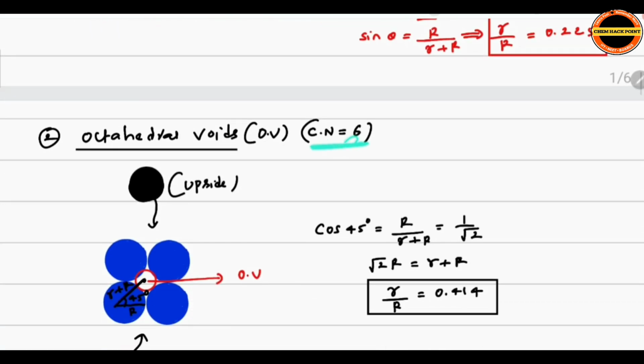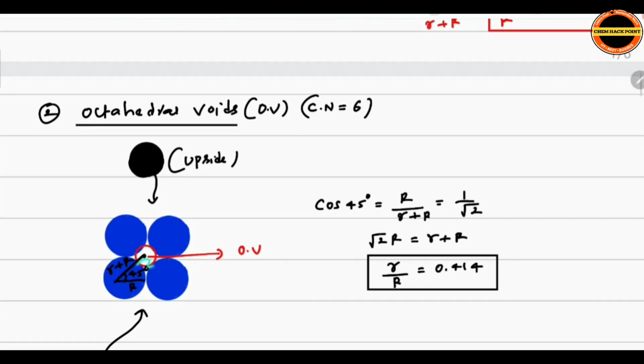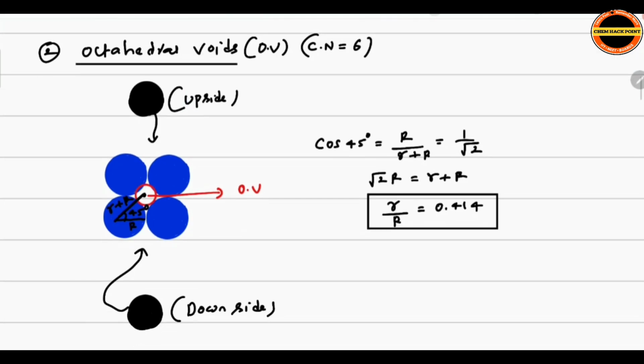Octahedral voids have coordination number 6, tetrahedral voids have coordination number 4. Why? Because the void is surrounded by 4 atoms. That's why coordination number 4. Here the void is surrounded by 6 atoms, 1 upside, 1 downside, 3 in the same plane, an octahedral structure. If I draw like this, the middle is the octahedral void, R plus r is the radius of atom plus radius of void. So cos 45 is equal to R by R plus r, which is 1 by root 2. So root 2 R is R plus r, and r by R is 0.414. Small r is the radius of void, capital R is the radius of atom.